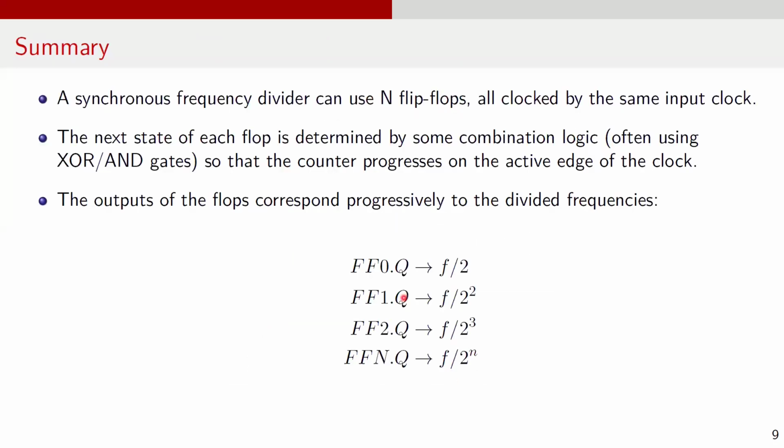A synchronous frequency divider circuit can use n flip-flops, all clocked by the same input clock signal, where each flip-flop's next state is determined by combinational logic, often using an XOR and AND network, so that the counter progresses at the active edge of the clock. The outputs of the flops correspond progressively to the divided frequencies. We can observe that both synchronous and asynchronous frequency dividers can be used as binary counters, counting from 0 up to 2 to the power n minus 1, while simultaneously producing divided clock signals of frequency F over 2 to the power n. This is all for this video.